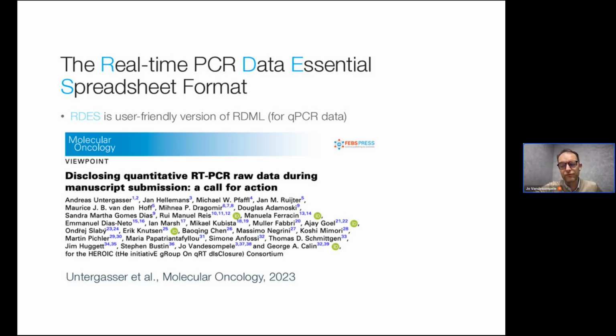One of the recommendations is to share data. Historically, we recommended the RDML, or the Real-time PCR Data Markup Language file format, but that was never very popular because it's XML-based. Authors, users were not very comfortable. So very recently, actually last year, we came up with a very simple format under the leadership of George Kalin and mainly spearheaded by Andreas Untergasser, a very simple spreadsheet format to share quantitative PCR data. But hey, this is about digital PCR.